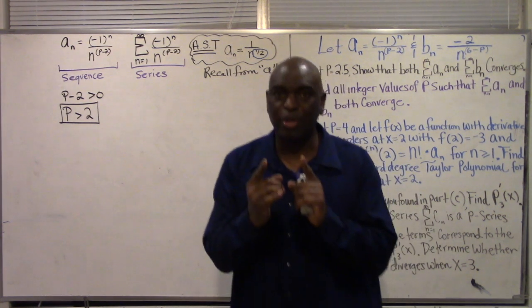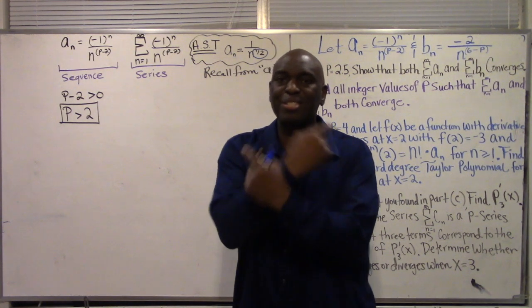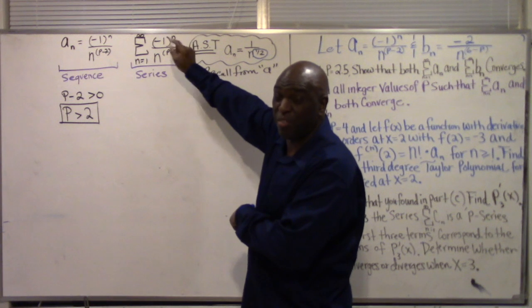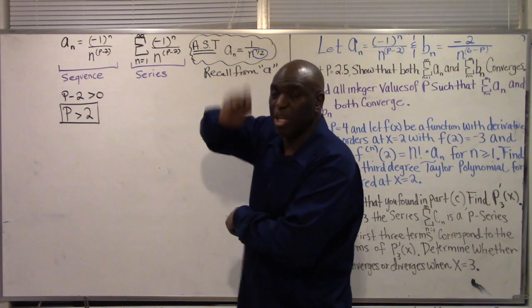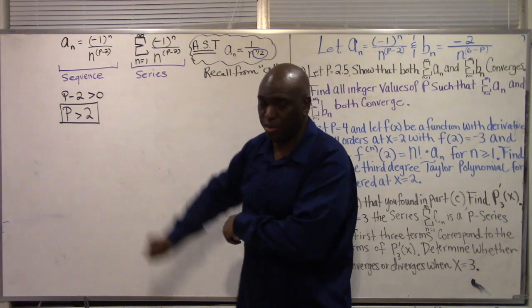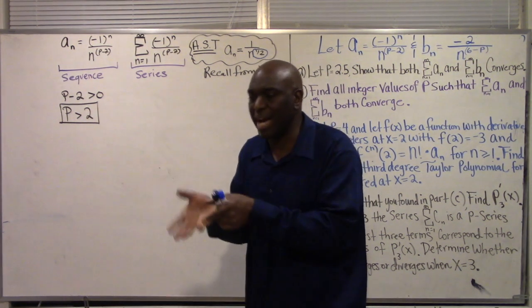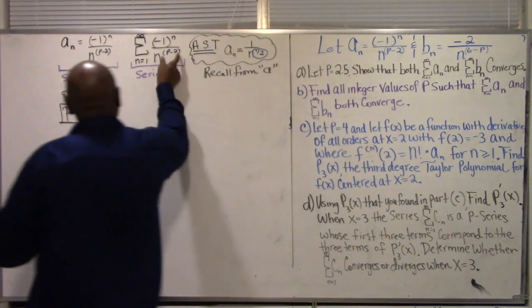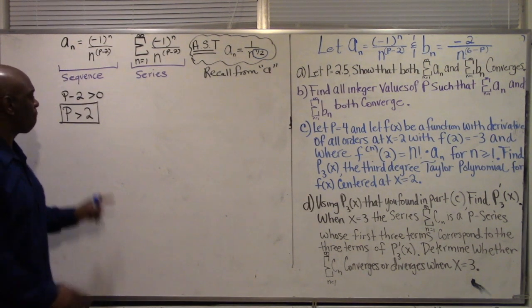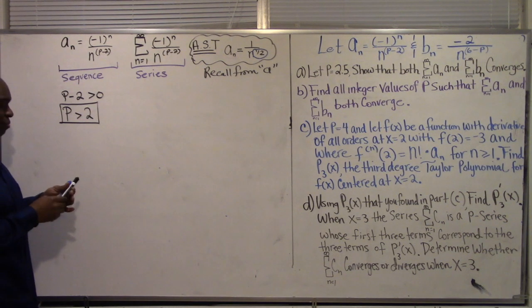It would not converge by the p-test, but this is not the p-test. It's an alternating series test because of this -1 to the power of n. So it would still be convergent. Point is, p has to be greater than 2. And the whole entire expression, p minus 2, has to be greater than 0. All right. That takes care of that one.